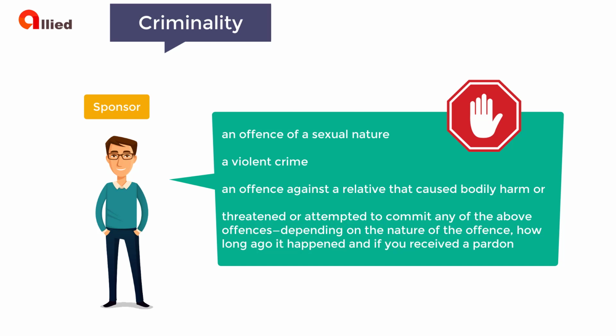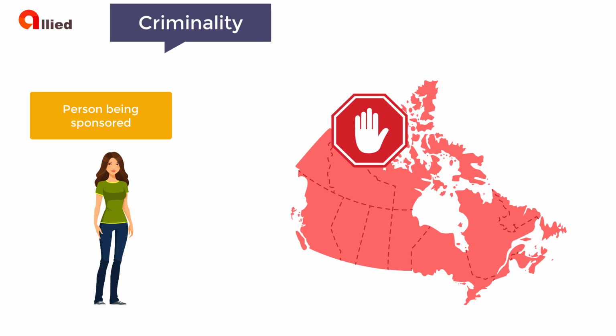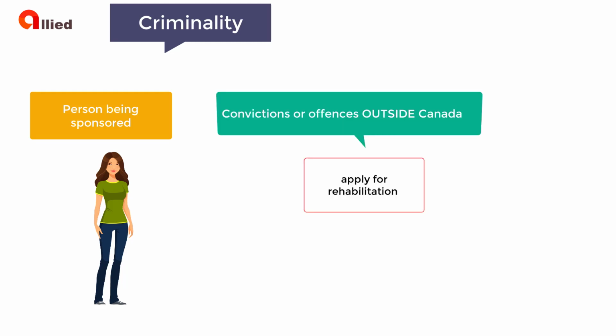You may still be eligible to sponsor if you were convicted of other types of crime. For the person being sponsored. Generally, people with criminal convictions are not allowed to come to Canada. Convictions or offenses outside Canada. If the person you're sponsoring is outside Canada and has committed or has been convicted of a crime outside Canada, they may be able to overcome this criminal inadmissibility. This section doesn't apply to anyone applying from within Canada and with a conviction or offense outside Canada.